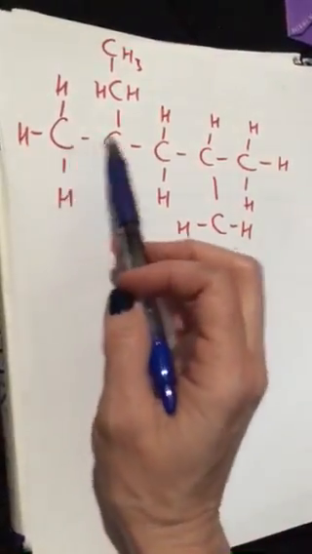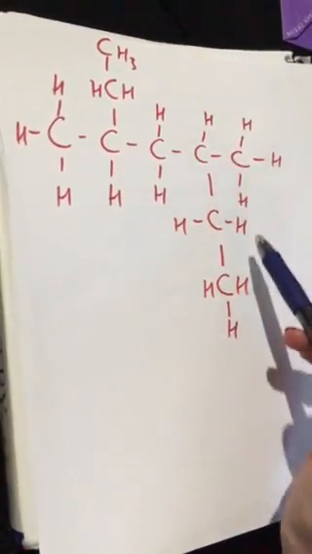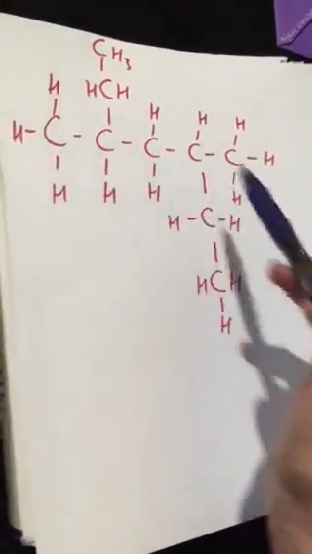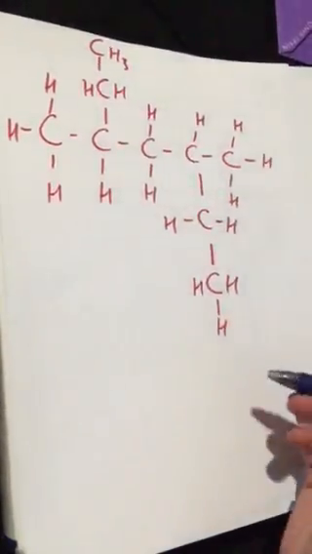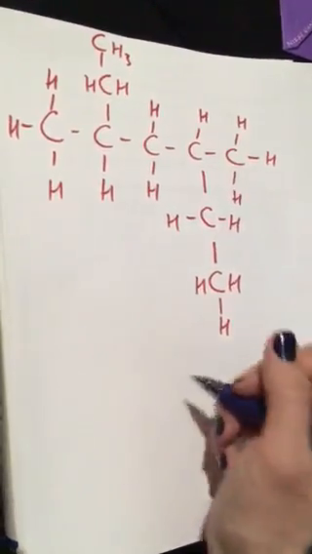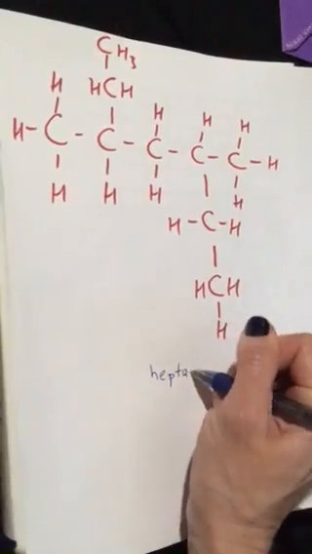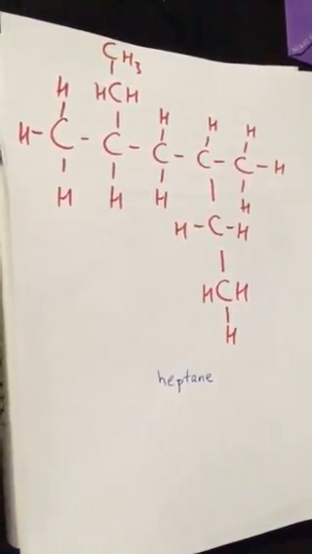So if we count, 1, 2, 3, 4, 5, there's 5 there. If I count a different way, 1, 2, 3, 4, 5, 6. If I count 1, 2, 3, 4, 5, 6, 7. So it looks like 7 is my longest chain. And so I'm going to write that part down. They're all single bonds of a hydrocarbon, so it's going to be heptane.